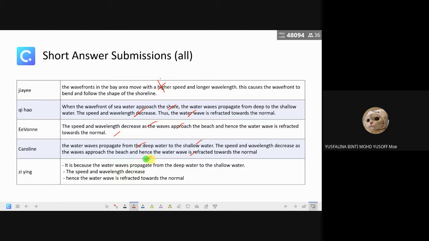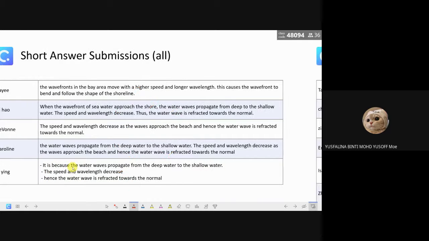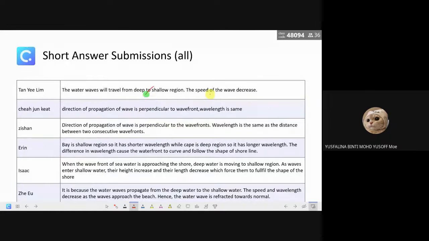Deep to shallow. Okay, I prefer for you to answer in this kind of point form, so it's easy for me to see the points there.